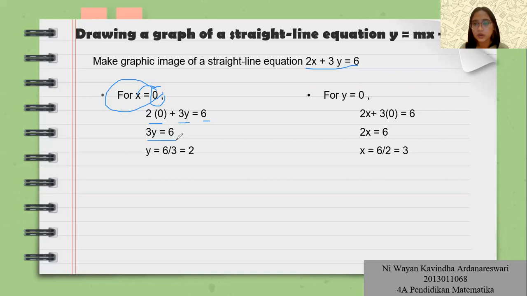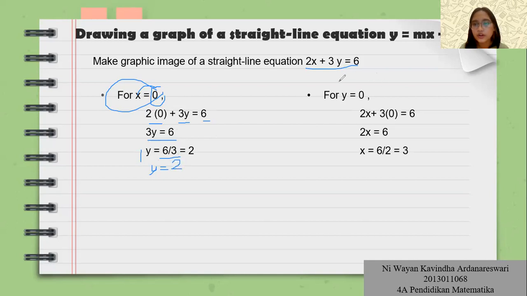For this step, we divide both sides by 3. So 3 over 3 is 1, and 6 over 3 is 2. So we get y is equal to 6 over 3, which is 2.